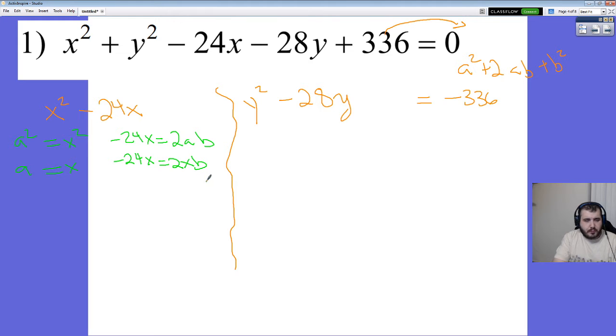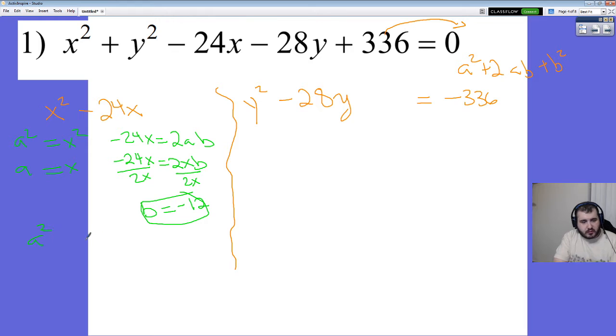Now we can find what our b is. Let's divide both sides by 2x and get rid of all that. That leaves us with b is equal to, I'm going to flip things around, negative 12. So now we have our a and our b. Everything is a and b, right? So can't I just plug everything in?